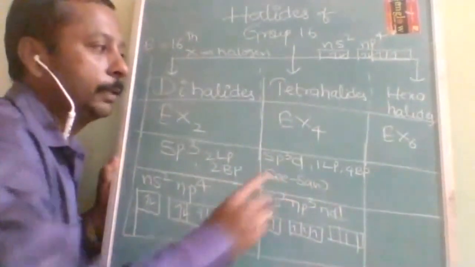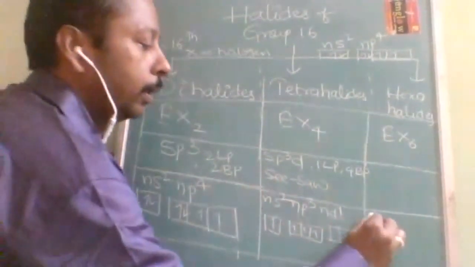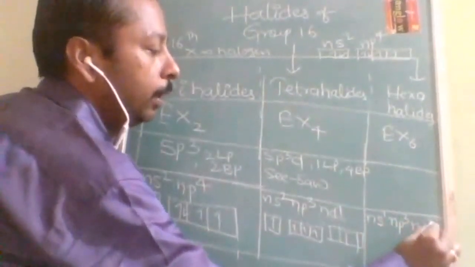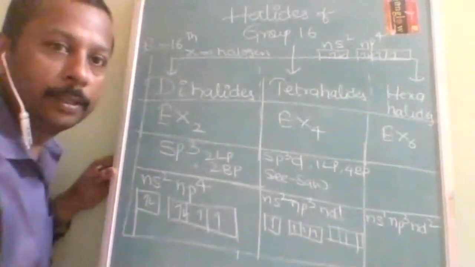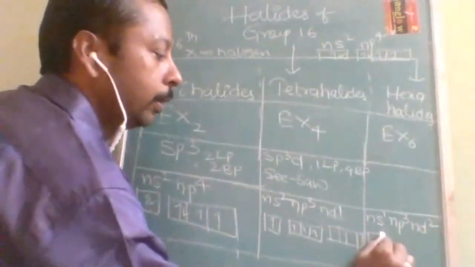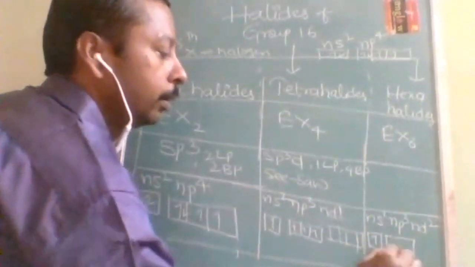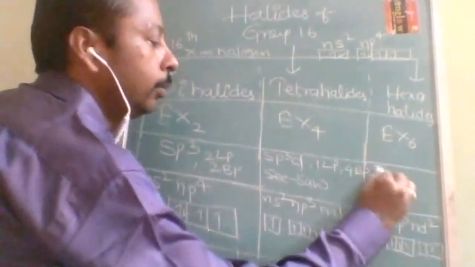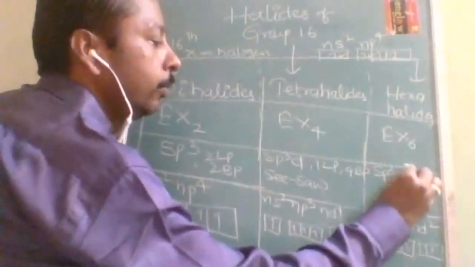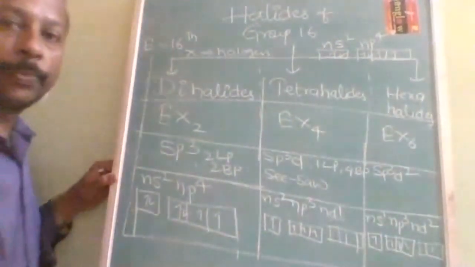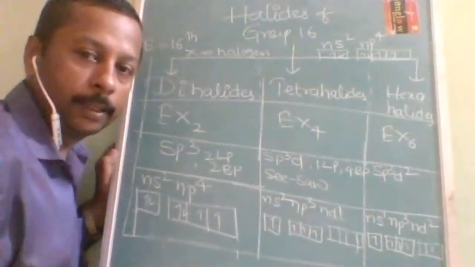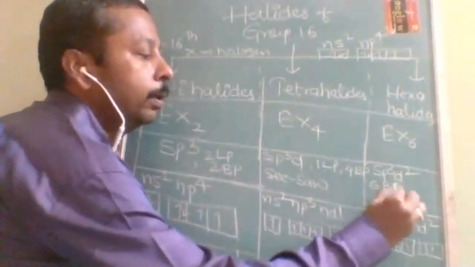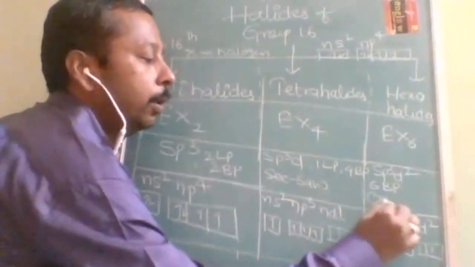That I am going to explain with the diagram. Now here the configuration will be ns1, np3, nd2. Okay. So only one electron here, three electrons here and two electrons here. So the hybridization is going to be sp3d2. In sp3d2, all six are bond pairs, and it is going to be octahedral.